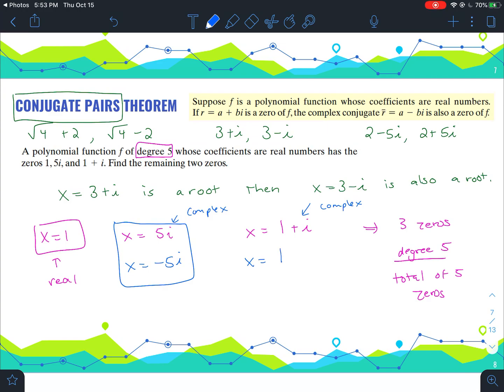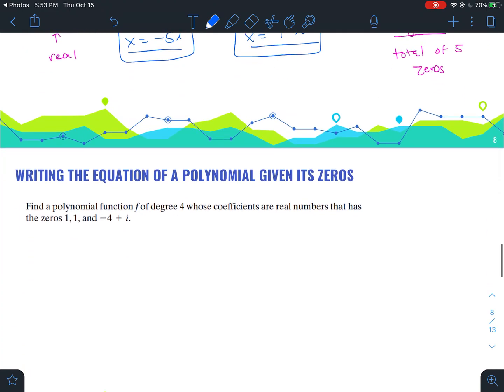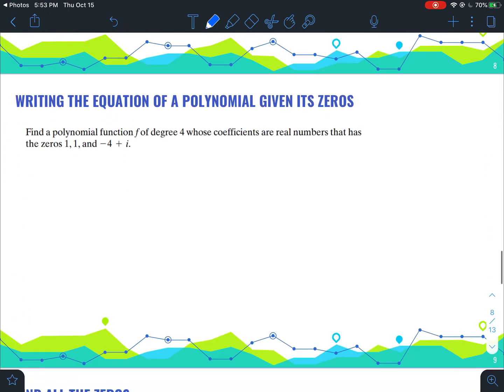So its conjugate will also be a solution, which would be 1 minus i. So the two extra solutions are x equals negative 5i and x equals 1 minus i. So again, the conjugate pairs theorem says that if you know that a polynomial has an imaginary solution, then its conjugate would also be a solution. So just change the sign in front of the imaginary term.